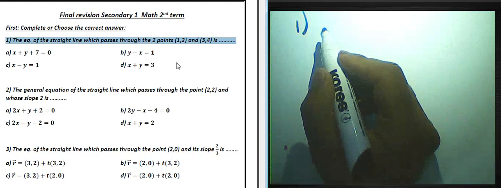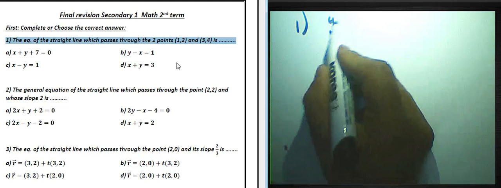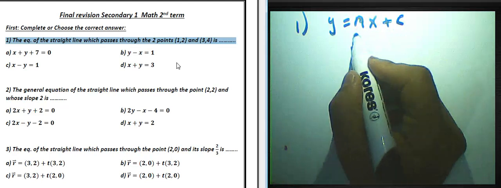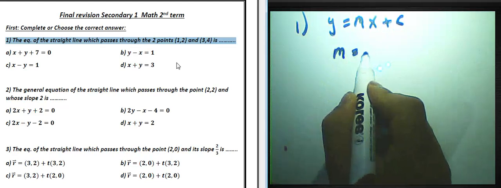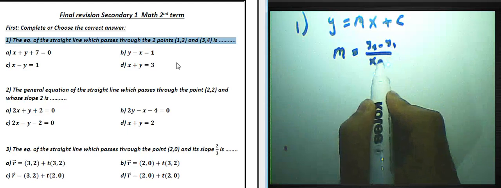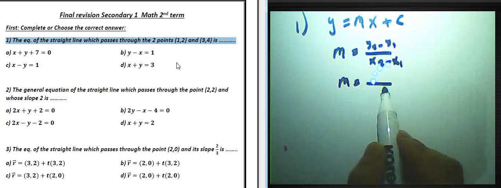The equation of the straight line which passes through the points (1, 2) and (3, 4) is... he asked about the equation. We know the equation of any straight line passing through 2 points can be written y equals mx plus constant. Okay, m refers to the slope, so we can find the slope equals y2 minus y1 over x2 minus x1.